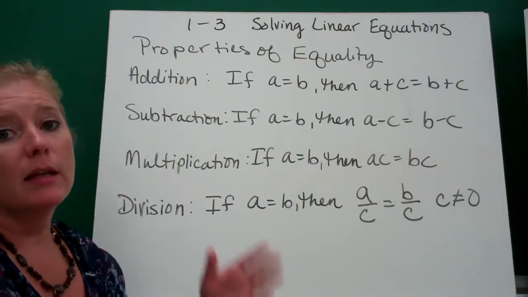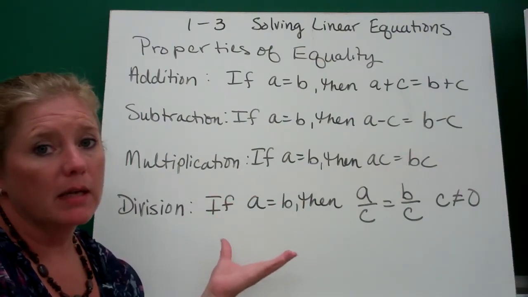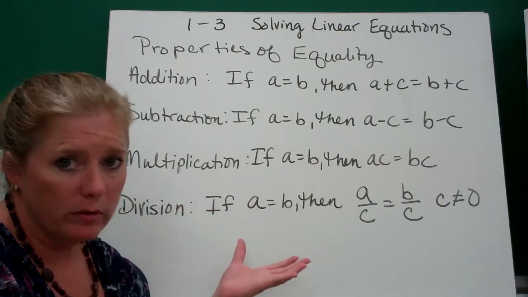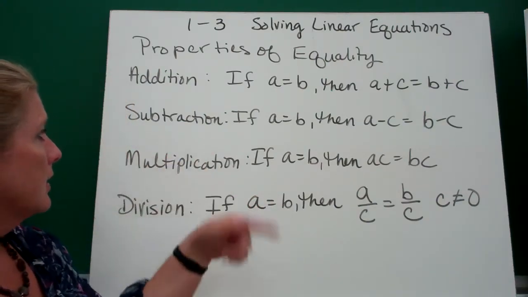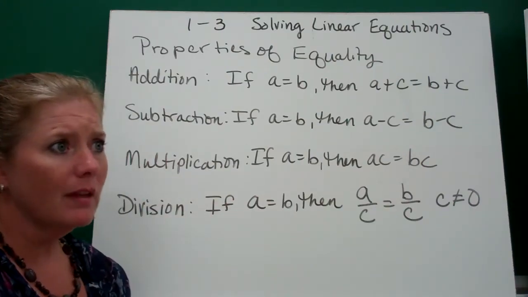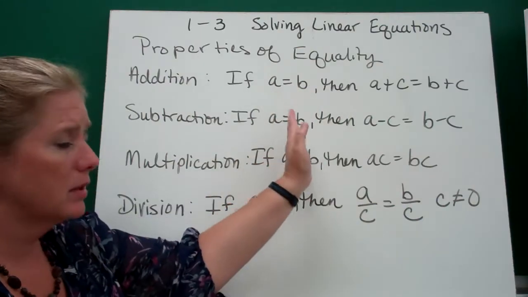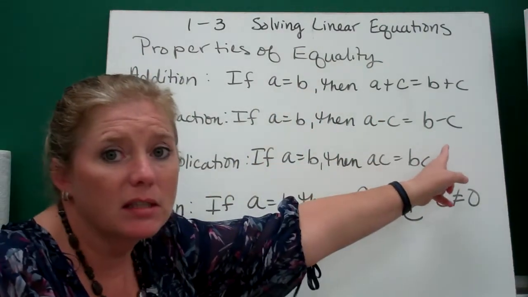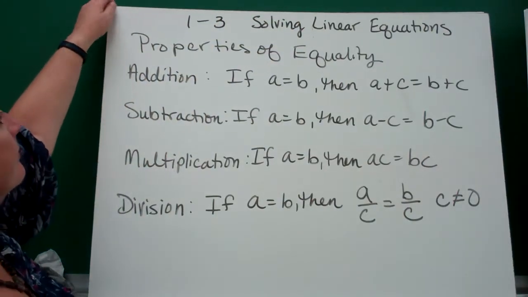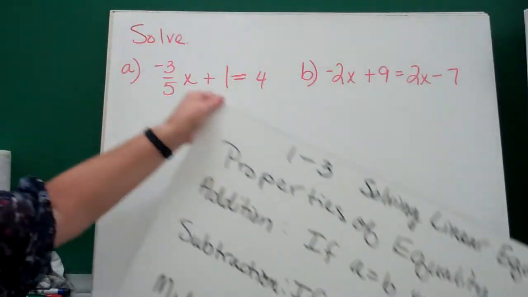Properties of equality. These properties right here make it so that we are able to solve equations. These are the rules that we follow. We've got addition, subtraction, multiplication, division. Basically, as long as you do whatever you do to one side of the equation, you do the same thing to the other side, you're good to go.